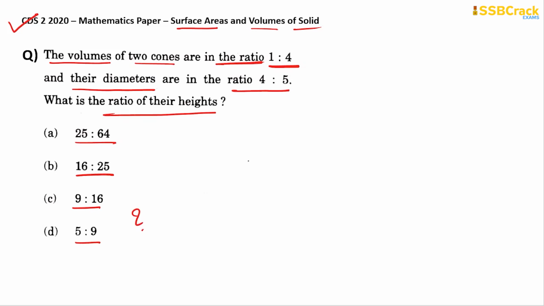We have to determine this. It was a very easy question, I must say. Let us first denote the V1 by V2 ratio, where V1 indicates the volume of the first cone and V2 the volume of the second cone, and this ratio is given to be 1/4. So, what are you supposed to know? The formula for the volume of a cone. Without that, you cannot proceed with the solution of the question, isn't it?